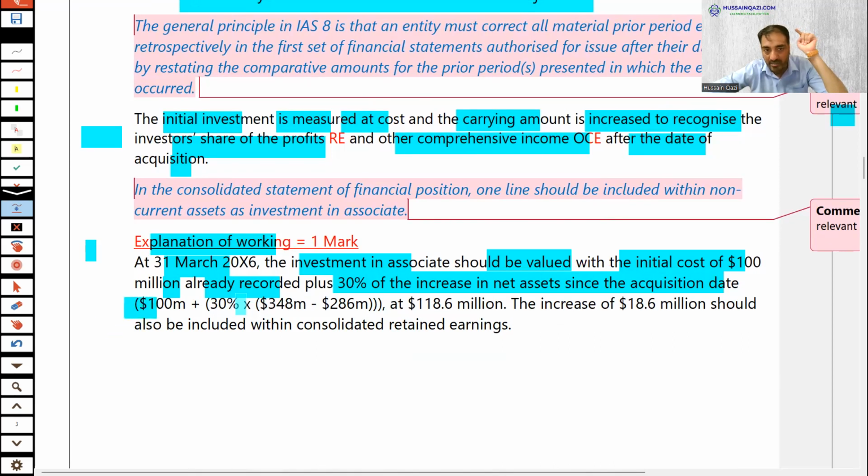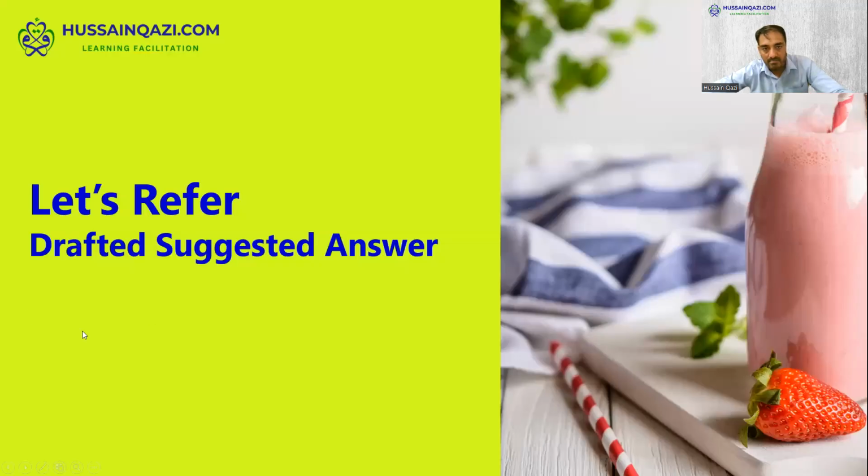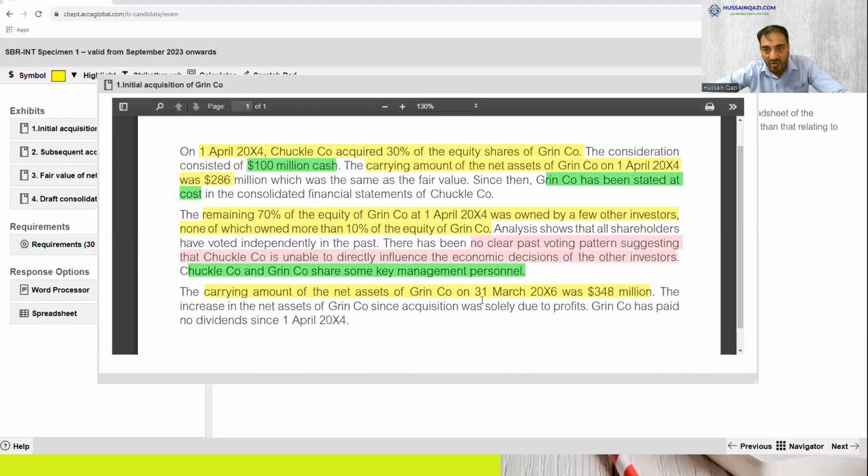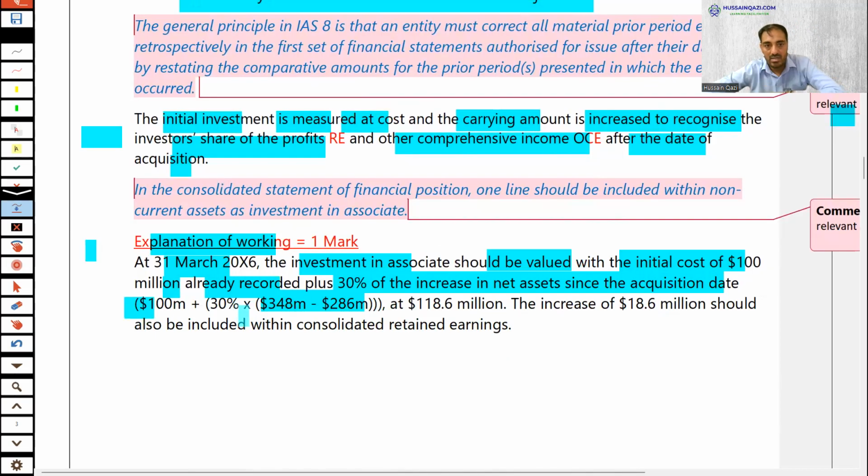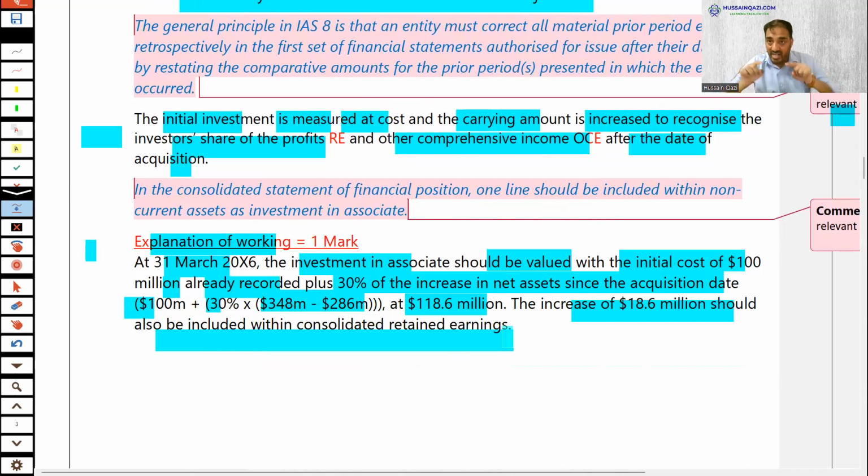And this is 100 plus 348 minus 286. 348 is the net assets at 31st March X6, and 286 is the net assets 2 years ago at the time of investment. 348 minus 286, times 30%. So the value is 118.6. The increase of 18.6 should also be included in the consolidated retained earnings.